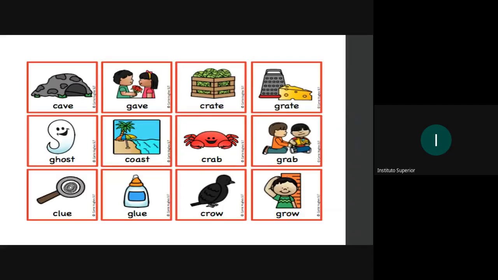Here we have some examples. Cave. Pronounce this one again. Cave. Gay. Okay. Here, god. Cost. Coast. Okay. Here, clue. Clue. Glue. Clue. Blue, and glue. Okay.